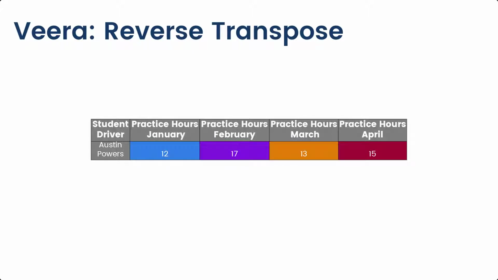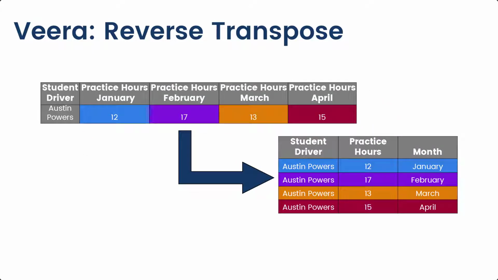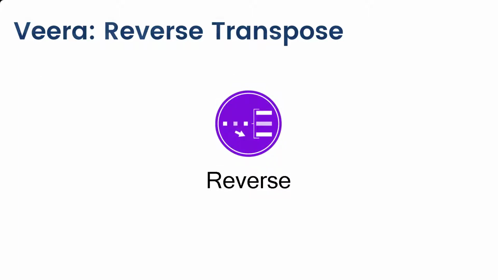Sometimes your data contains multiple columns of data that you would prefer in multiple rows within a single column. In other words, a horizontal range of data, or wide-form data, returned vertically as long-form data. The reverse transpose node can help you do that.